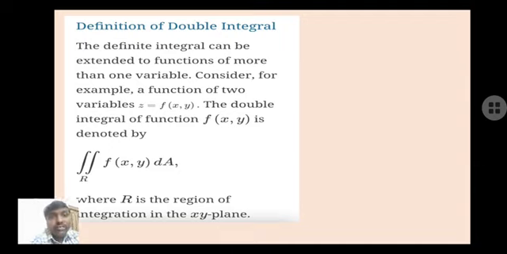The double integration of a function f of x comma y is denoted by the double integral over the region R of f of x comma y dA, where R is the region of integration in the xy plane. Let us discuss this clearly. Here you can observe that it is a 2 variable function, the integrand. I can calculate the integration of this particular function over a region R. That R is the region of integration in the xy plane.